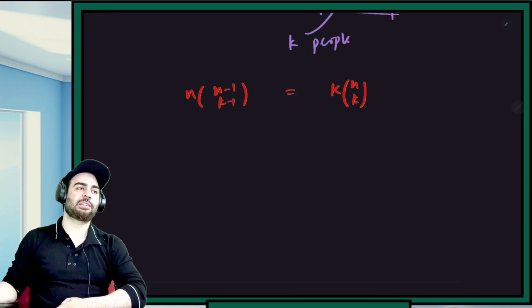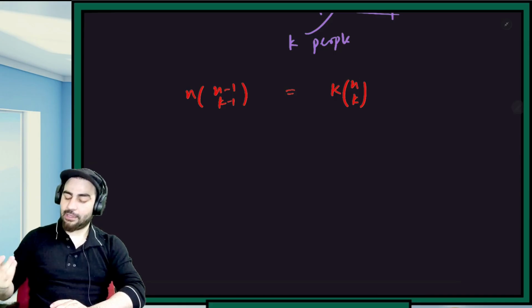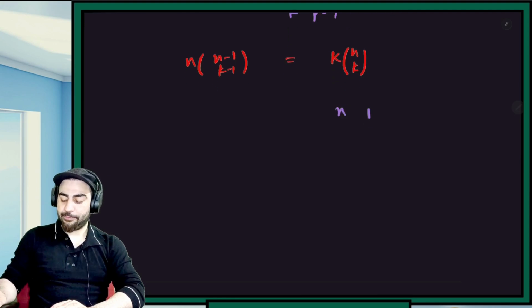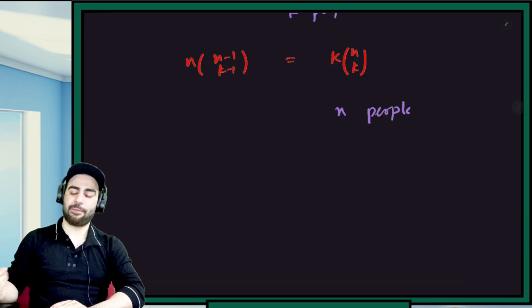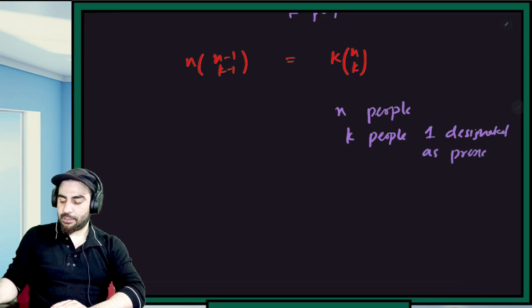Okay, so how is this equal? You should not memorize these things. I'll tell you the way I remember them, and then you can also use those tricks to remember it. Let's suppose you have n people. Out of these n people, you have to choose k people, and among these k people, one should be designated as president.